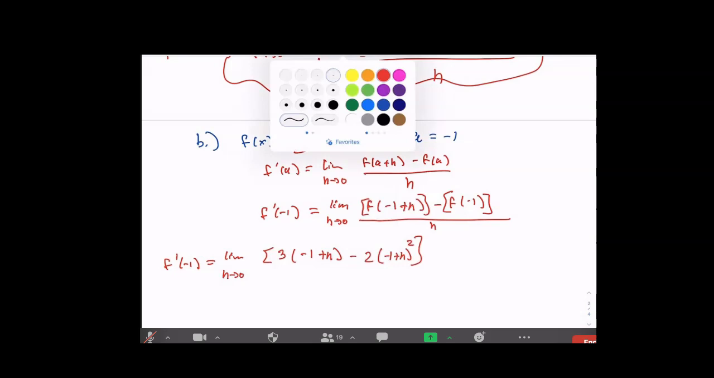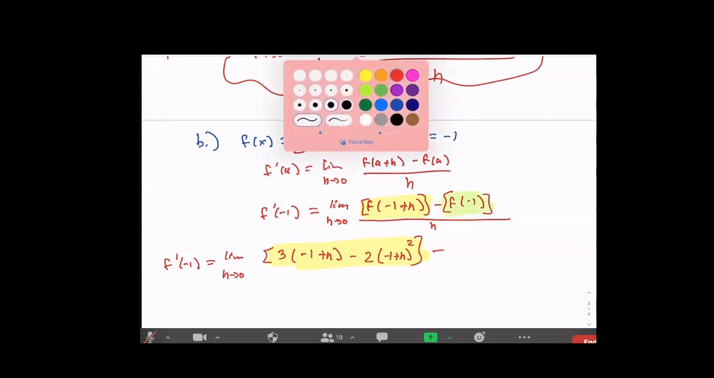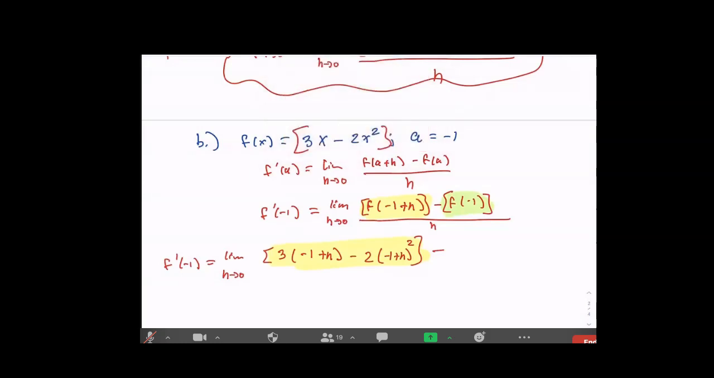So minus, now we need to take care of this part. Minus what? Don't overthink it. All you're doing is plugging it in. So minus bracket. Okay, so what's f of negative 1? How do I plug in negative 1? I just have to plug in negative 1 to f.